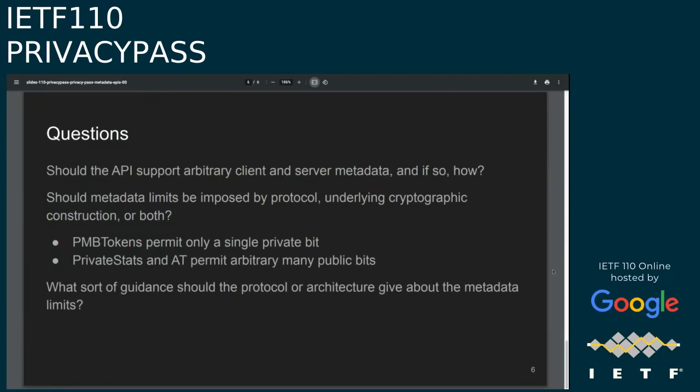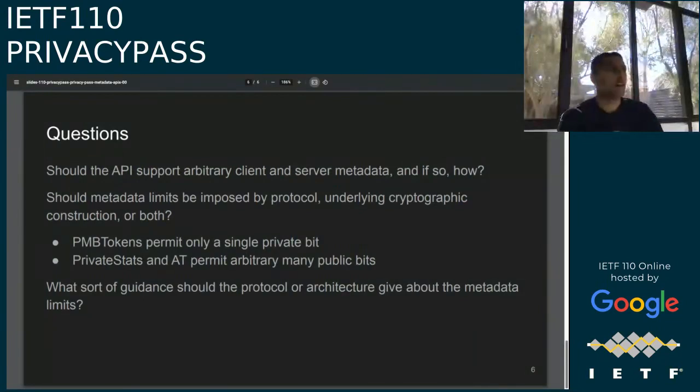Floor is open for questions. Subodh Iyengar. Hi, Subodh.